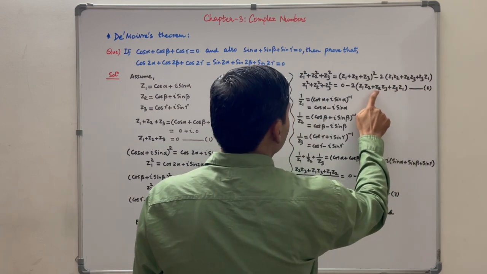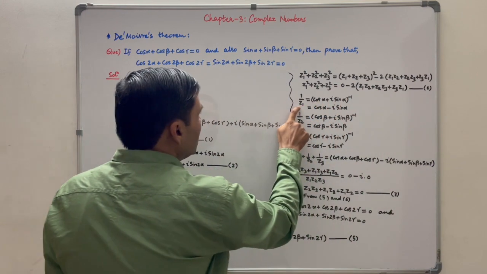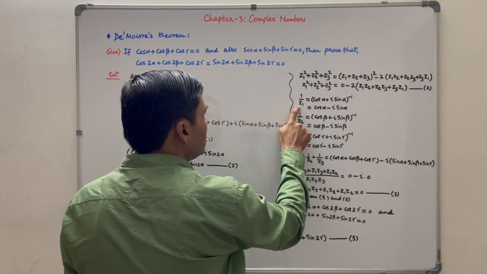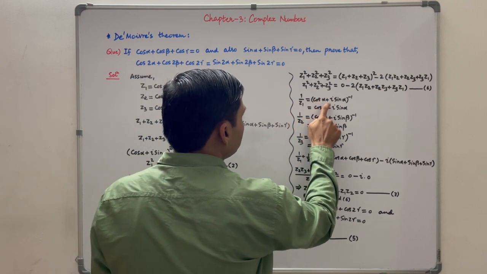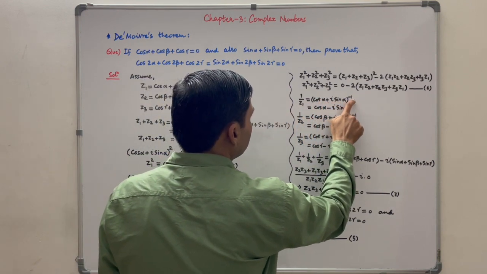We will find out the value of this. 1 by Z1 is equal to Z1 to power minus 1. So it is equal to cos alpha plus i sin alpha to power minus 1.